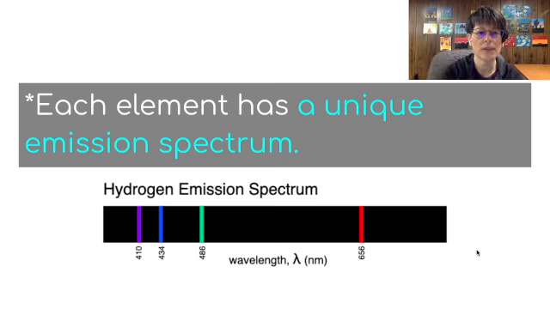And a really cool thing is that each element has its own unique emission spectrum. So we can identify elements by their spectra. And in fact, helium was discovered from its spectrum from the sun before we even discovered the element itself. We knew that there was another element there because we had the spectrum. So, just kind of an interesting fact.